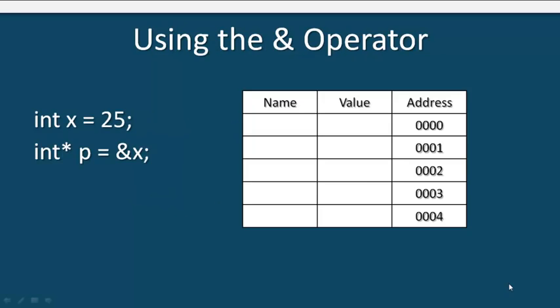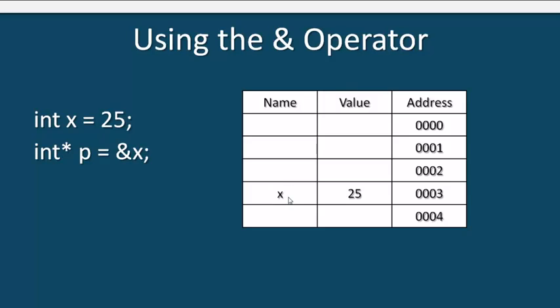Alright, so let's take a look at an example using the address of operator. We're going to go back to the original example that we started with when we first started talking about pointers. In this example, we have this integer variable X, and we have the value of 25 assigned to X. So we can imagine here in memory that at some particular location, we're saying at address location 3, we have this value of 25, and we have the variable X associated with it.